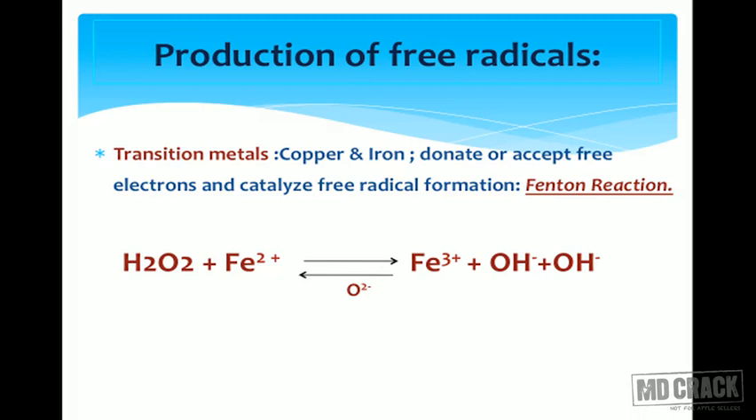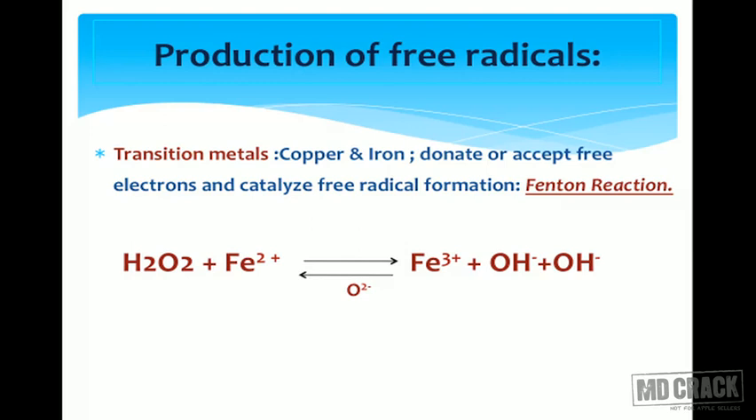Certain metals are there inside the body, like copper and iron. They are called transition metals. Transition metals are able to accept and donate free electrons, thereby catalyzing more and more formation of free radicals. This particular process is called the Fenton reaction. So the Fenton reaction is mainly due to the presence of these transition metals like copper and iron inside the body.